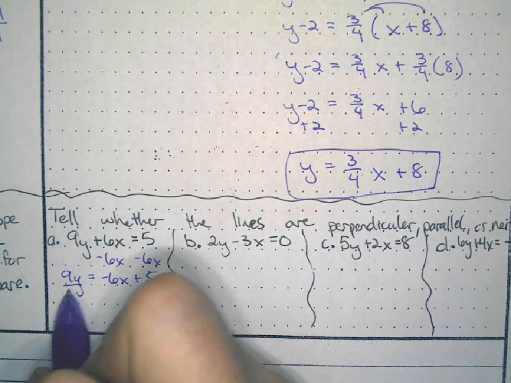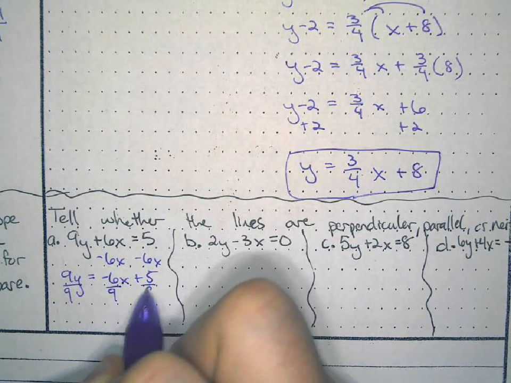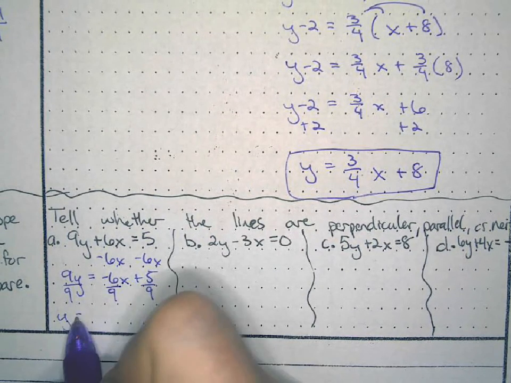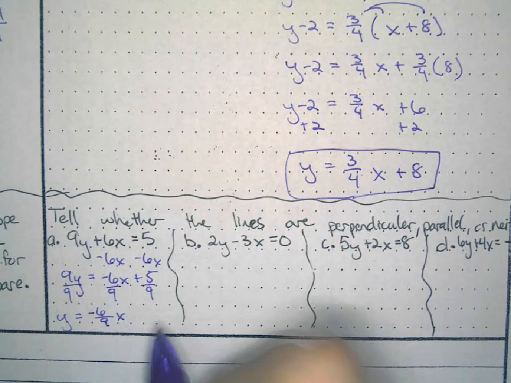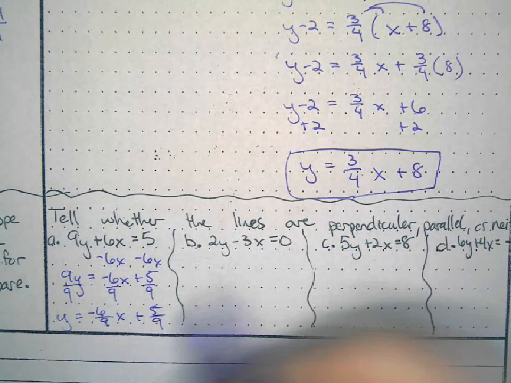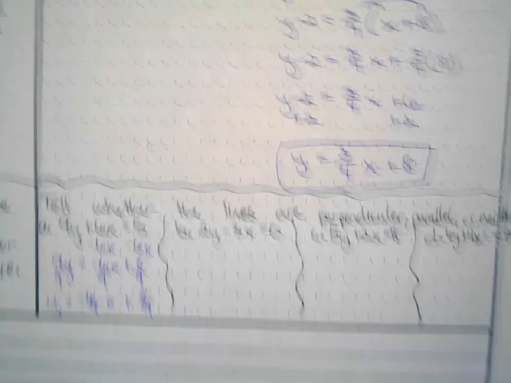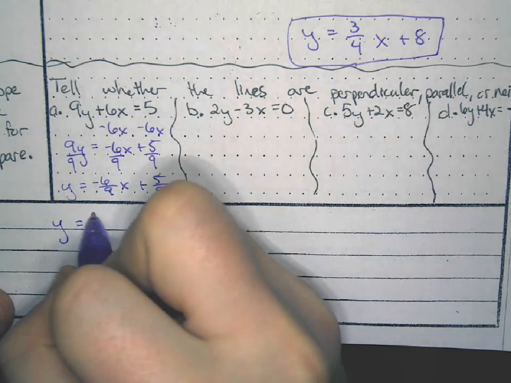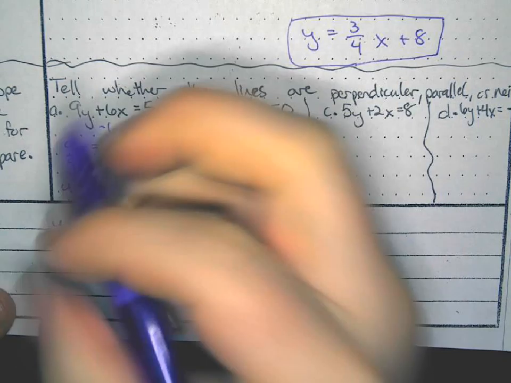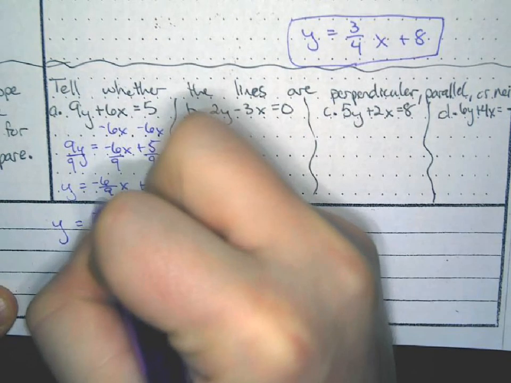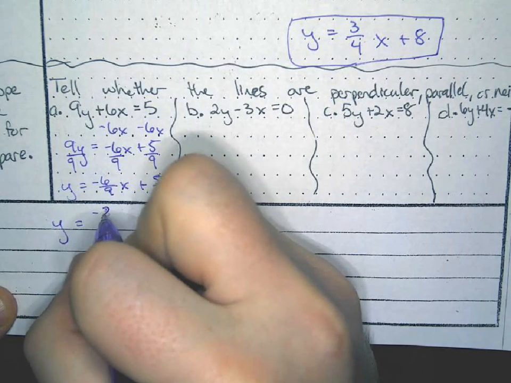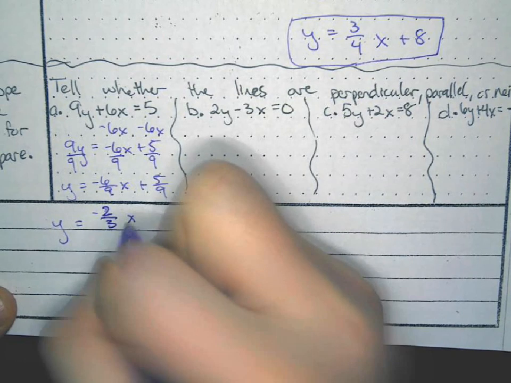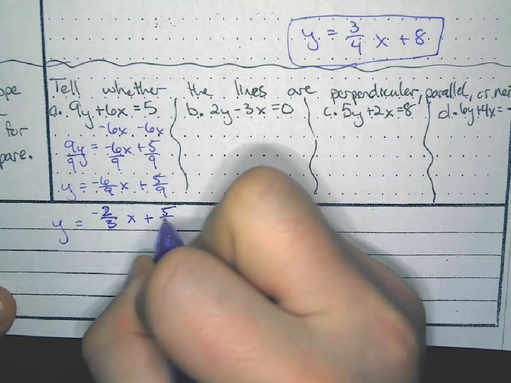And then we'll divide everything by 9. So we have y equals negative 6 over 9x plus 5 over 9. And then whenever we can, we simplify our fractions. So I get y equals negative 2 over 3x plus 5 over 9.